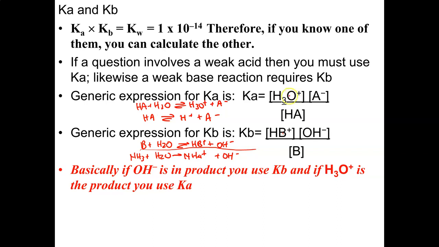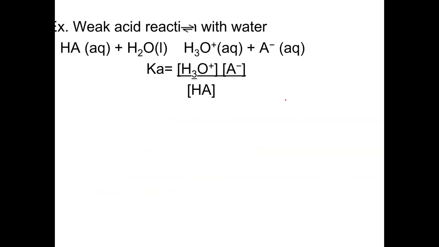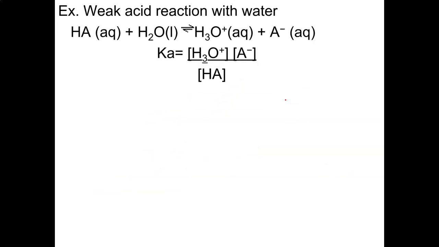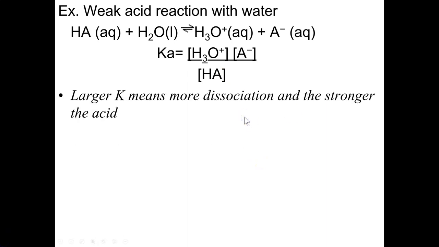So whenever you have H3O or H plus, it's going to be Ka. Whenever you have OH minus, it's going to be Kb. Always, without fail. So here's an example. Weak acid reaction with water. You have HA plus H2O produces H3O plus A minus. And that's what the reaction looks like. Generic, obviously, we don't have the actual chemicals, but even if we did, same setup.